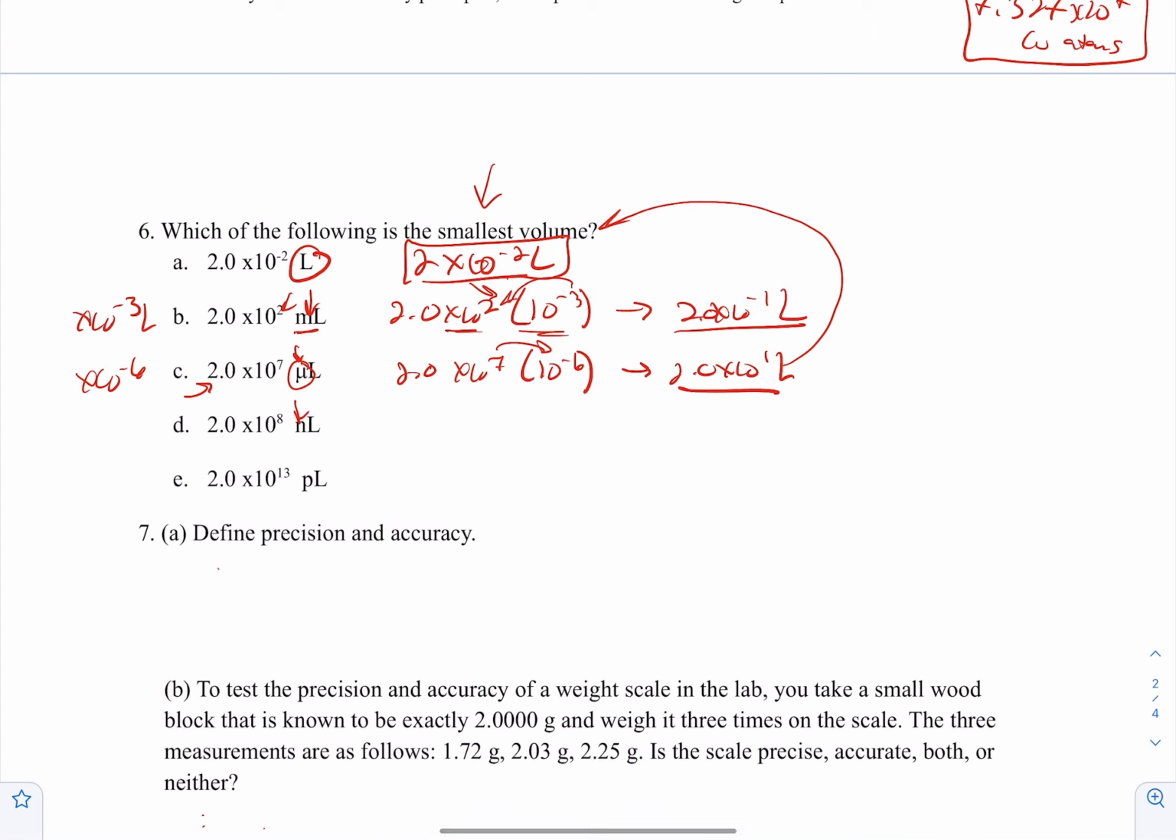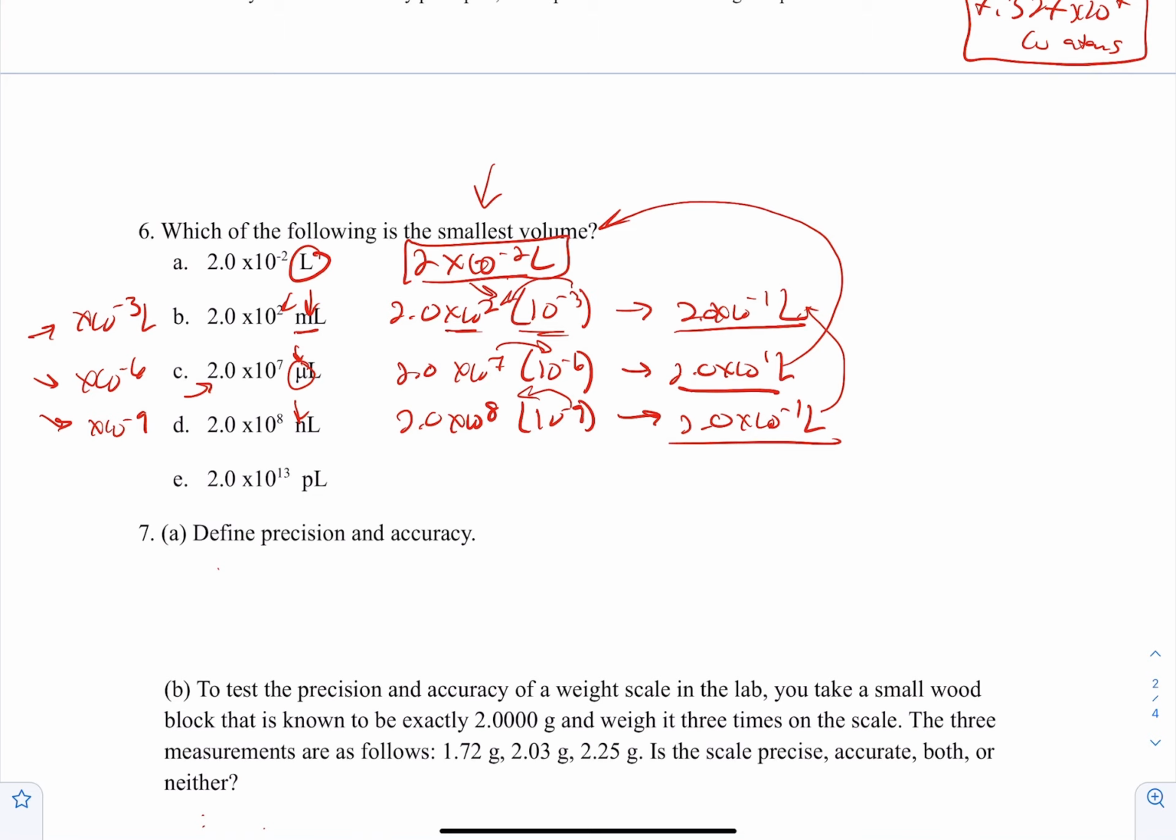Now we got nano here. Nano is a billionth of a liter, right? This was a millionth. This was a thousandth. Here's times 10 to the negative 9th of a liter. And we've got 2.0 times 10 to the 8th times 10 to the negative 9th. Add these exponents together, we get 2.0 times 10 to the negative 1. That is the same as B, and B was bigger than A, so we're going to assume that D is not the answer.